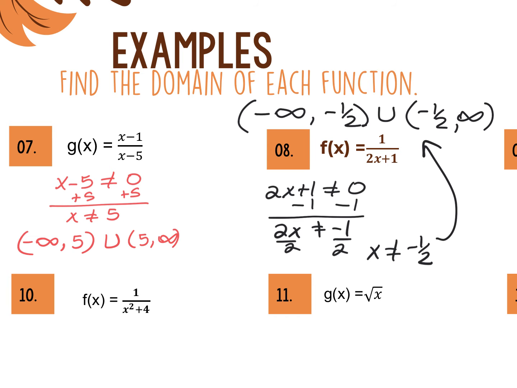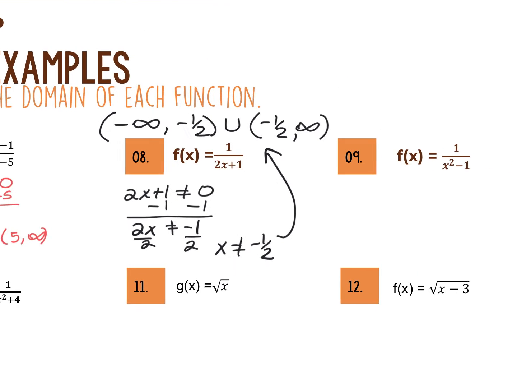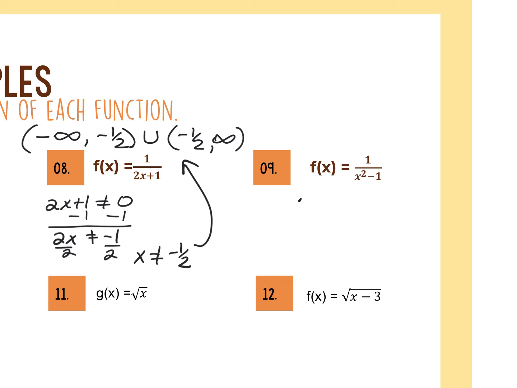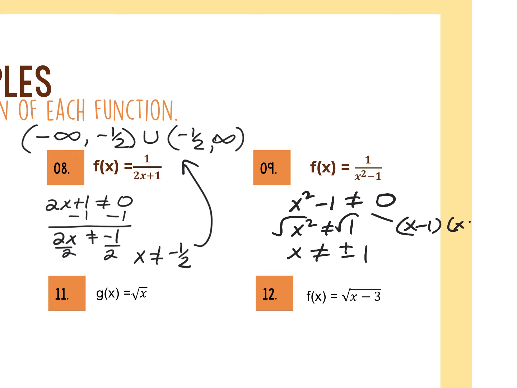Going to do the same thing on the next one. Set the denominator not equal to 0. So x squared minus 1 cannot equal 0. I can either factor this or I could do the square root method, either way. If I move this over, then I square root it, x cannot equal plus or minus 1. We could have also said x minus 1, x plus 1, and then set each factor equal to 0. Just remember, it's both.